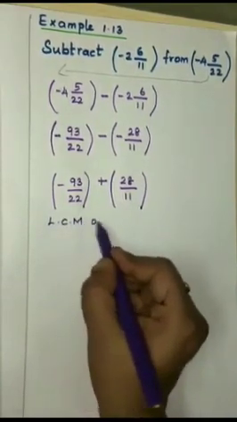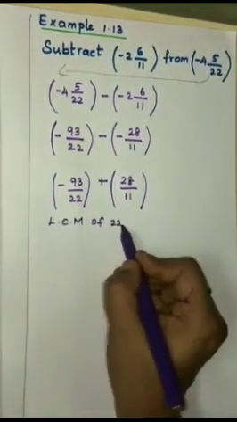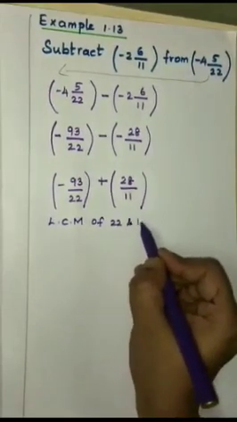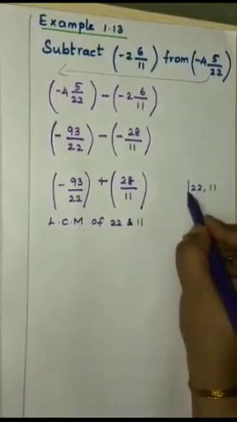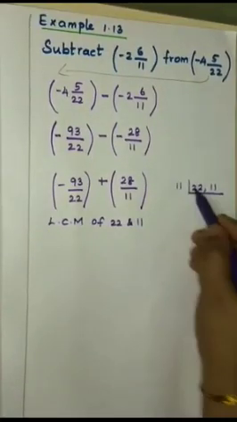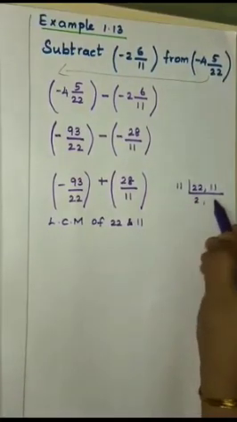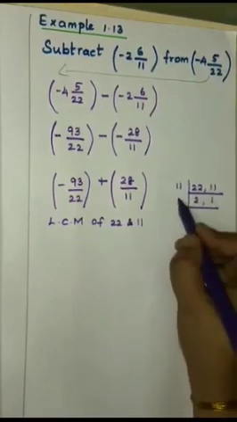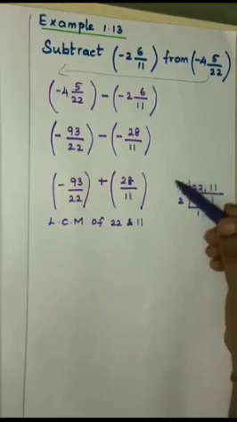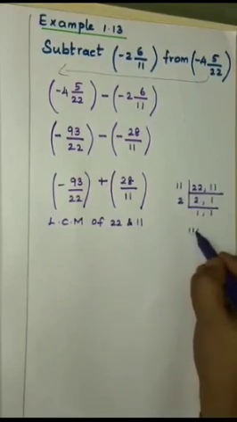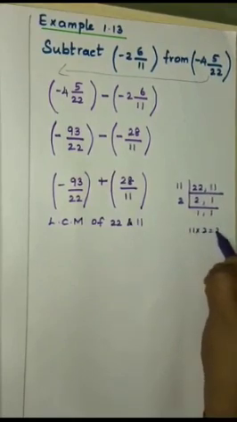LCM of 22 and 11. Both the numbers are divisible by 11. So how many times it goes? 2 times. Here 1. Again divide by 2. 1, 1. So the LCM is 11 into 2. That is 22.